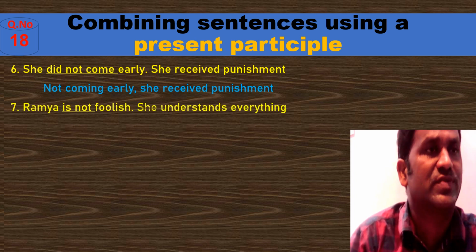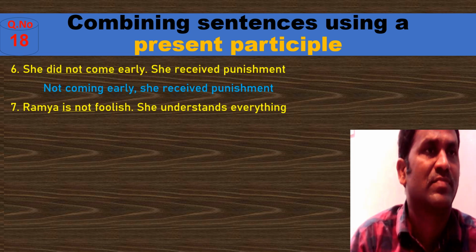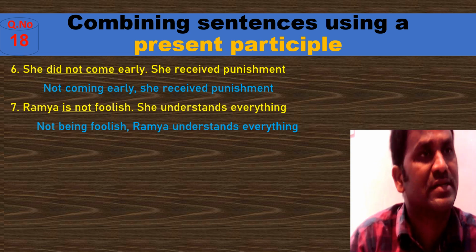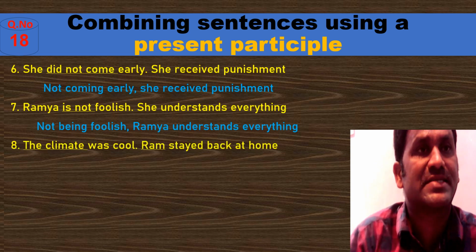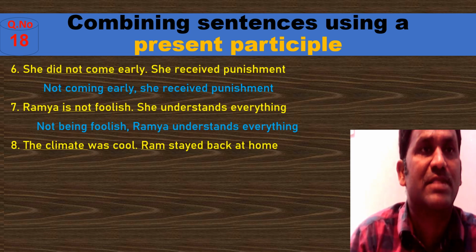The next one. Ramya is not foolish. She understands everything. The same rule again. So not is there. We should keep not at the beginning. Then is becomes being and foolish. Not being foolish, Ramya understands everything. Next one. The climate was cool. Ram stayed back at home. The climate was cool. Ram stayed back at home.